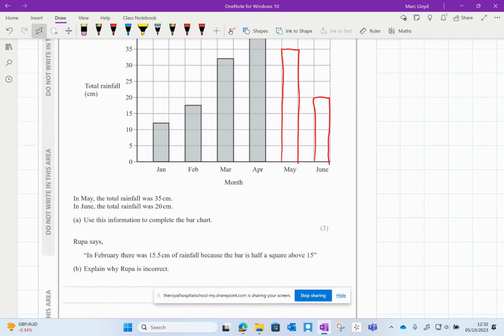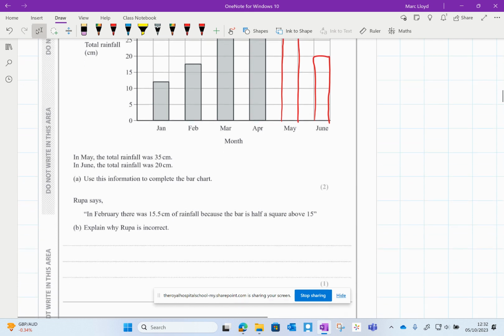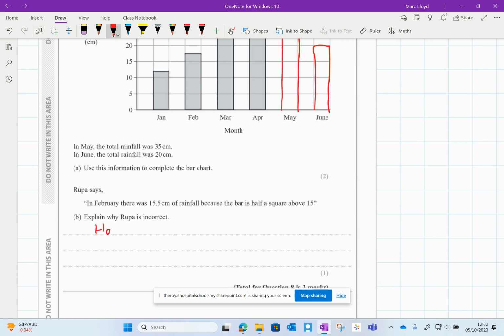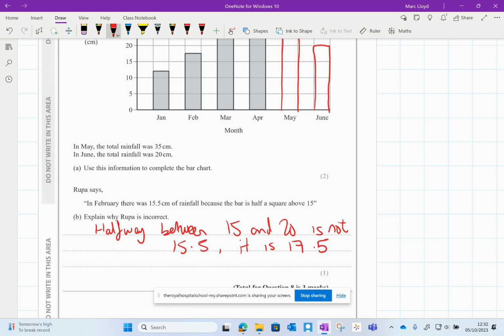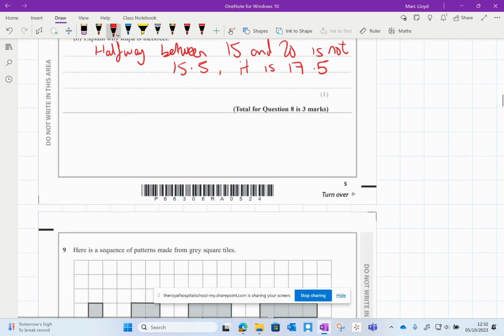Rupa says in February there was 15.5 centimeters of rainfall because the bar is half a square above 15. That's not true. So halfway between 15 and 20 is not 15.5. And if you want to go a little bit further, it is 17.5. And I think I've marked this question in the past. I think you can say it's 17.5, not 15.5, and correct that person.